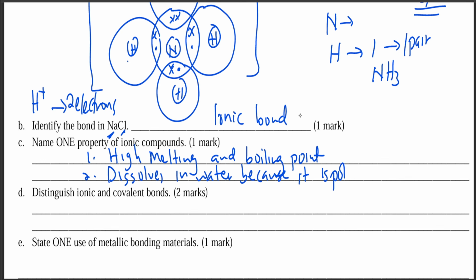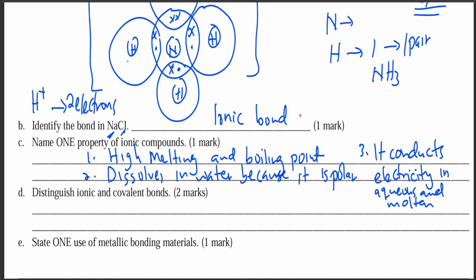And it conducts electricity in two states only. It conducts electricity in aqueous and molten state. It does not conduct in solid state. The reason why it conducts in aqueous and molten state is because of the free mobile ions, not the localized electrons, but free mobile ions.